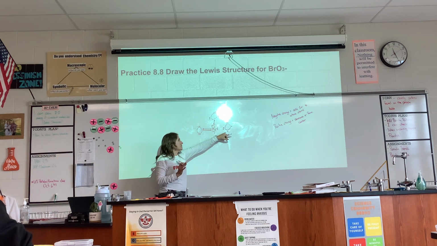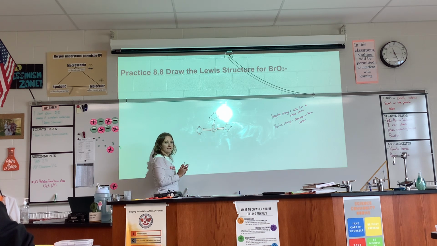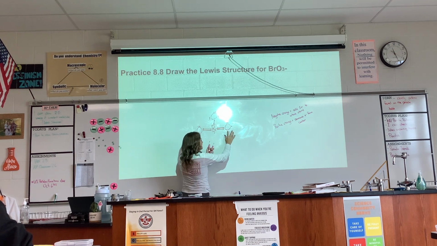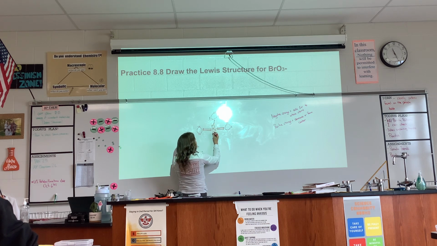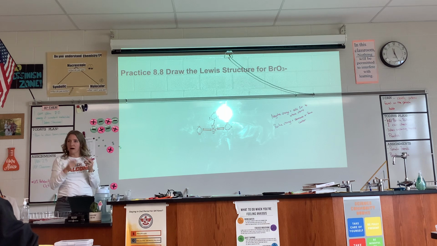Okay, this oxygen, how many more does it need? 2. Needs 2 more. So we go 1, 2. Okay, now once again, I'm going to just move some dots to make pairs. So I'm going to take this dot, put it there. I'm going to take this dot, put it here. Just makes it easier to see the dots and the lines when you pair them up. Okay, so all of our outside oxygens have their octet, right?